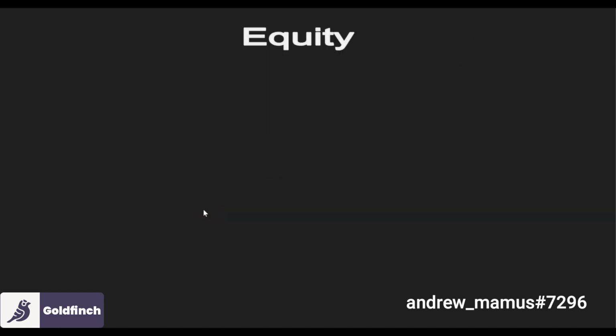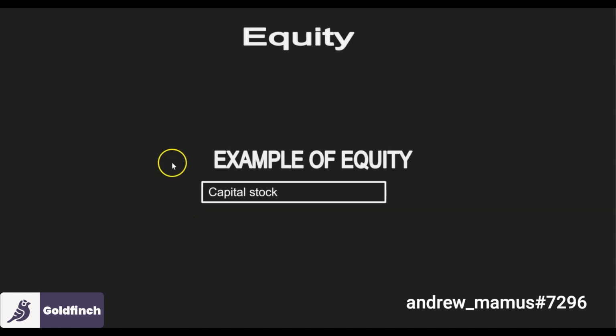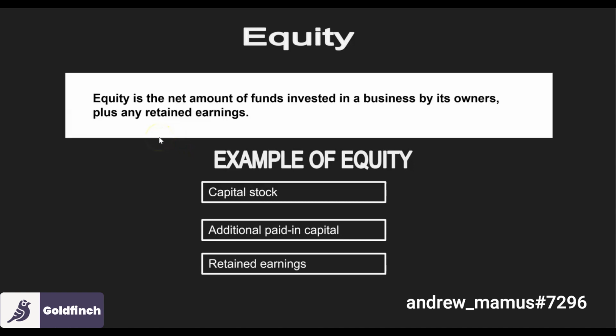Now, I told you that the formula for assets is liability plus equity. So what is equity? Equity is what investors invest into the business. Equity is the net amount of funds invested in a business by its owner plus any retained earnings. Examples of equity are capital stock, additional paid-in capital, and retained earnings also.